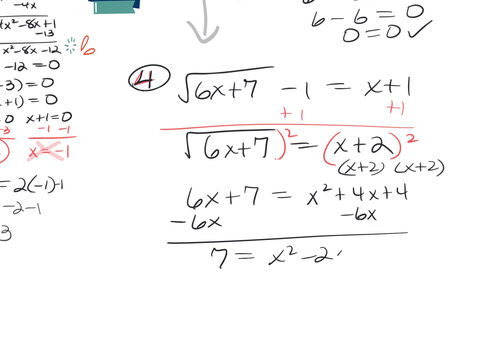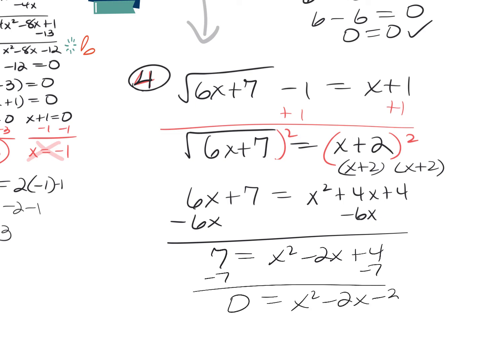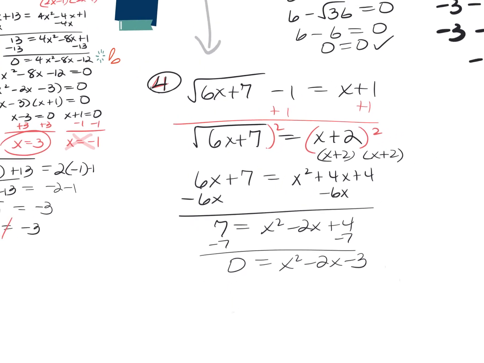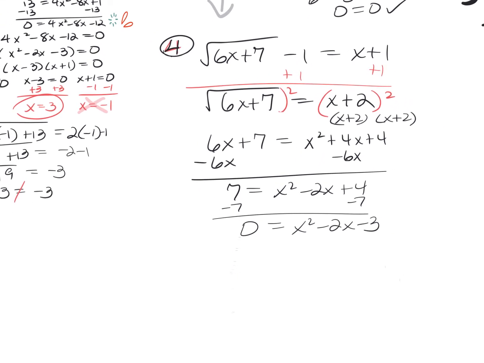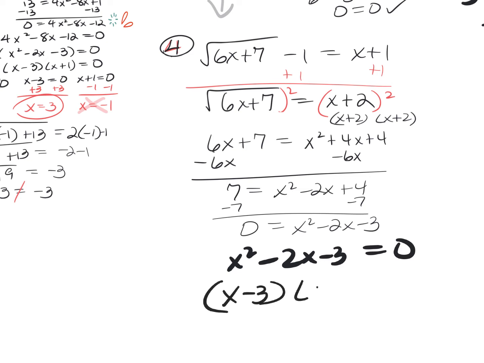X squared minus 2x plus 4. Subtract the 7. 0 equals x squared minus 2x minus 3. And if you notice, this is the same trinomial that we just factored on the previous problem. So this factors into, it was just a coincidence, x minus 3, x plus 1.